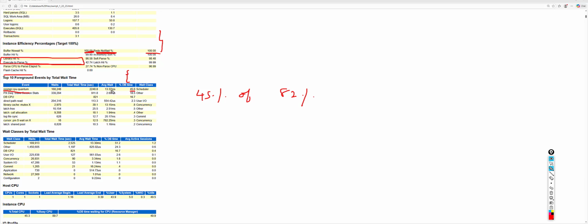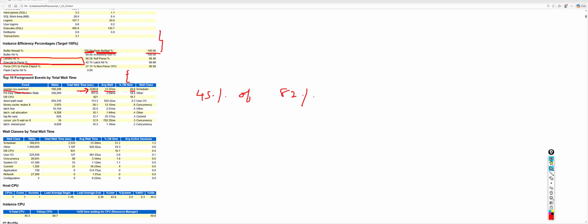Next you need to check the total wait time and also the average wait. If the total wait time is also high, then there is some issue. If total wait time is very low, then you can just ignore it. The issue may be something else.